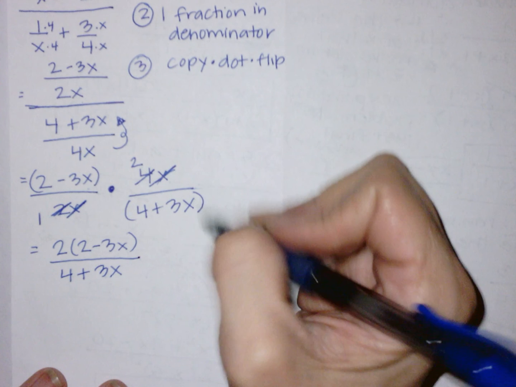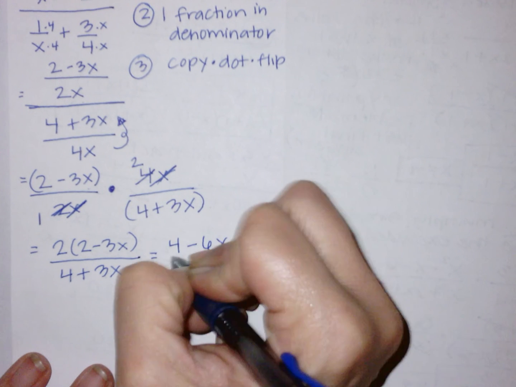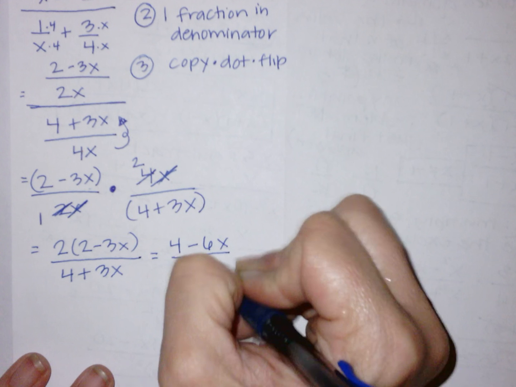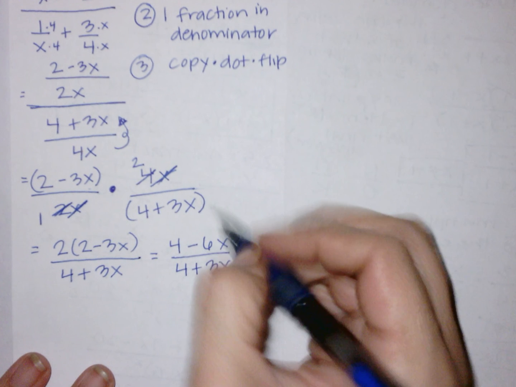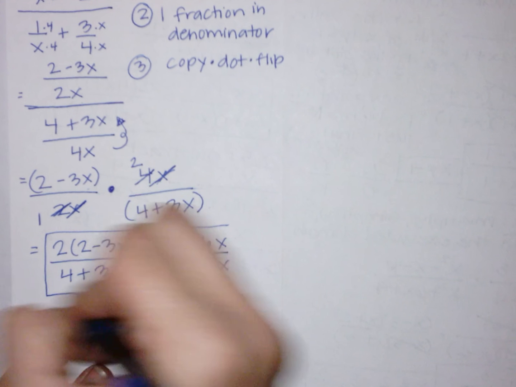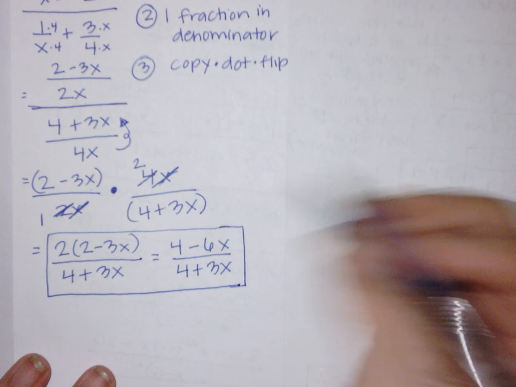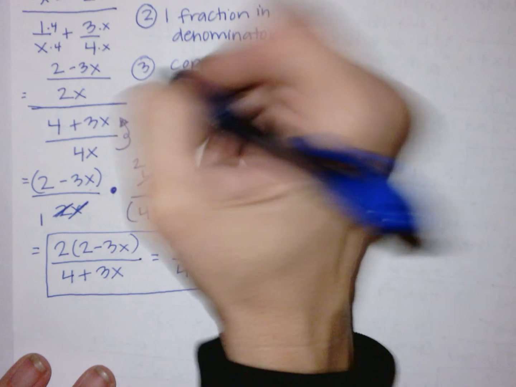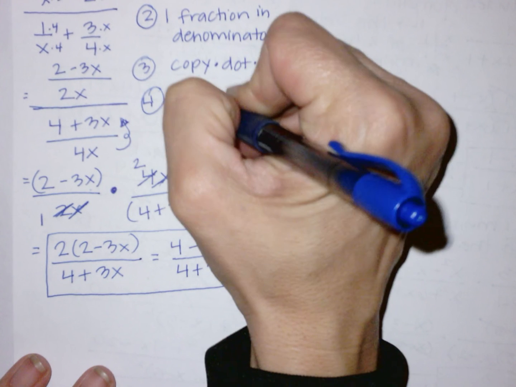And that can also be rewritten as 4 minus 6x all over 4 plus 3x. Again, you cannot reduce any of this. This is as simplified as I can go because these are common terms, not common factors. So step 4 in that was just to simplify where you could.